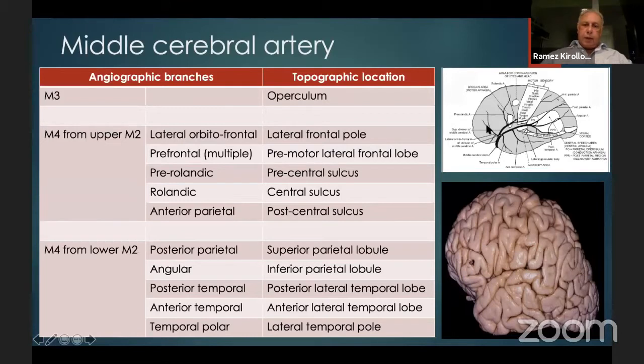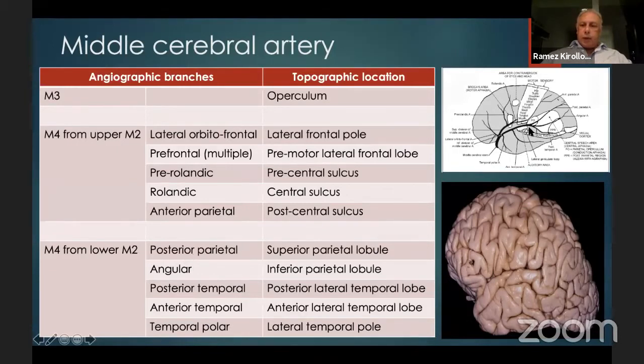So you have the lateral fronto-orbital, you have the prefrontal, they are multiple and they can have branches. There is some variation in them. You have a pre-Rolandic branch, a central or Rolandic branch, and the anterior parietal. But you have to know where they are. On the brain, it's not enough that you know their names without knowing where they are on the brain. So I put here the location, adjacent to which sulcus.